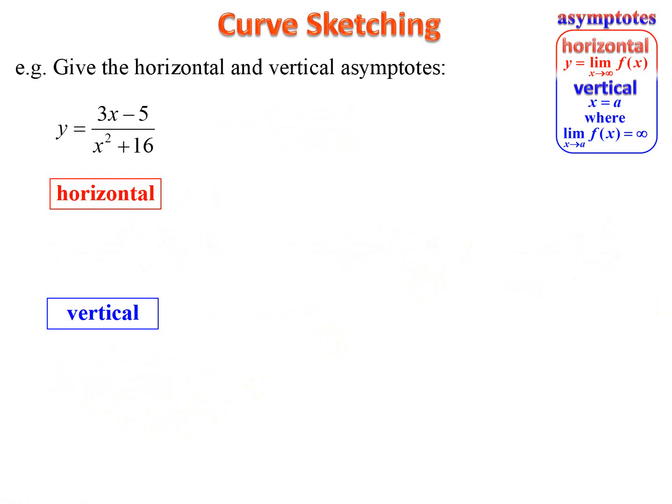Right, 3x minus 5 over x squared plus 16. Why don't you pause and try it yourself, this one.